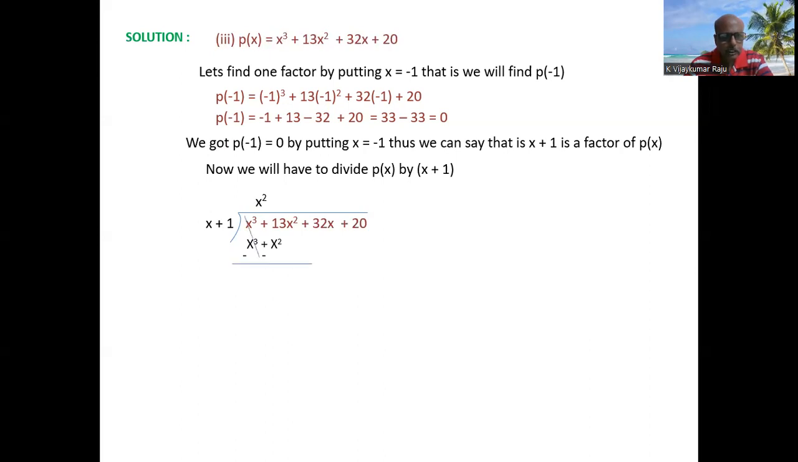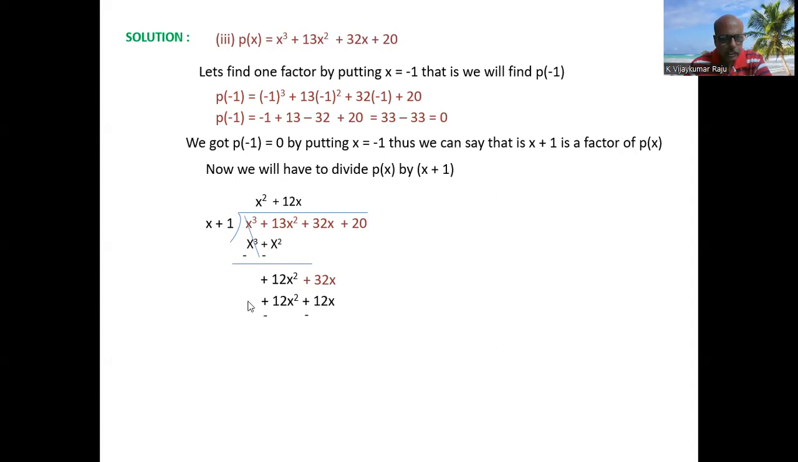This cancels. Plus 13 minus 1 is plus 12x square. Bring the next term. You want a plus sign here. So take plus sign. 12 you require, there is no number, take 12. 1x square you require, 1x is here, take 1 more x. You will have to take 12x. So this will become plus 12x square plus 12x.